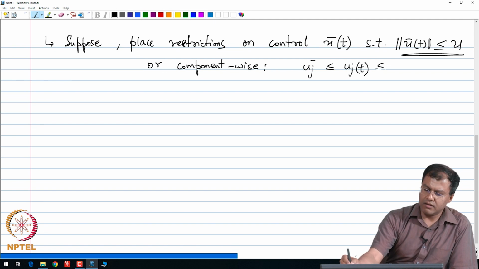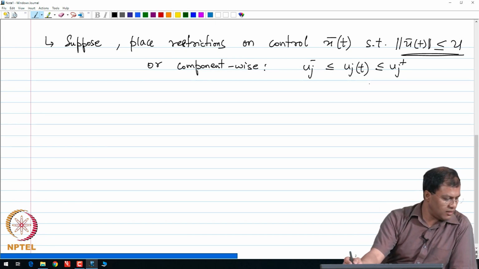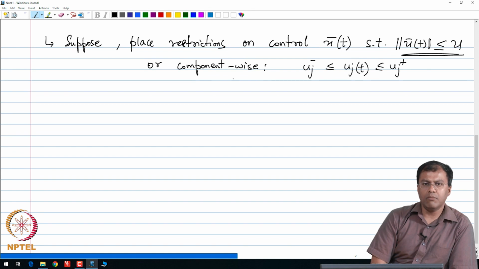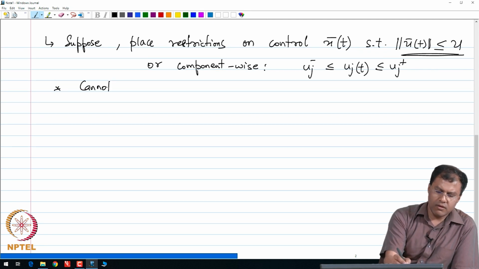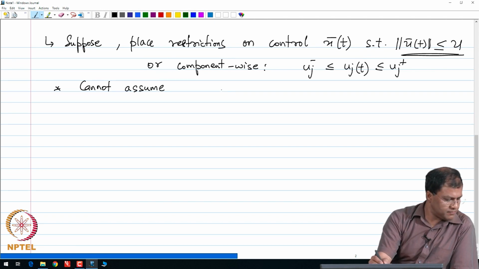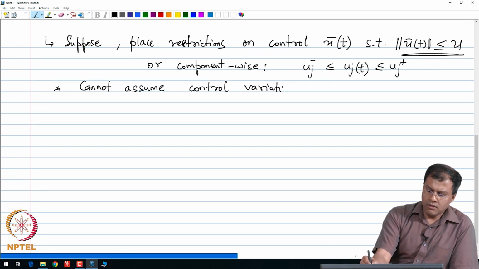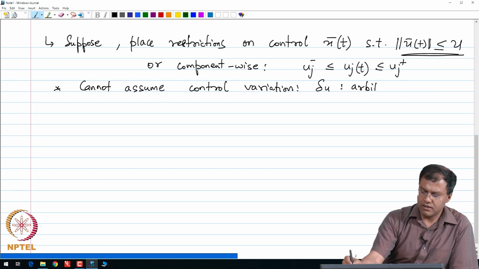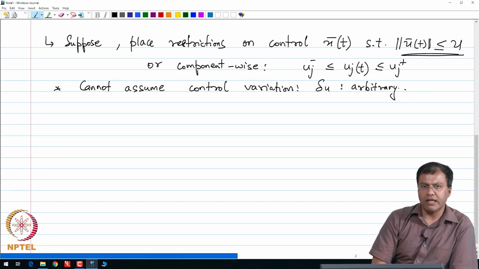So, now suppose on top of that we have some restriction on the control variable. How do we approach such a problem? Suppose we place restrictions on our control function u bar of t, such that the magnitude of the control function cannot exceed a certain quantity. Or component wise, u_j minus is less than or equal to u_j of t, which is less than or equal to u_j plus. So, component wise we have the following restriction.